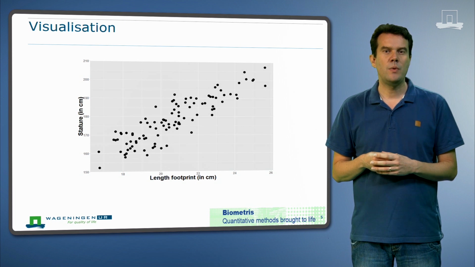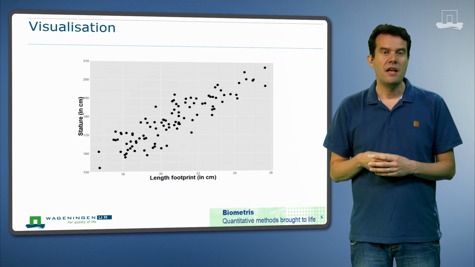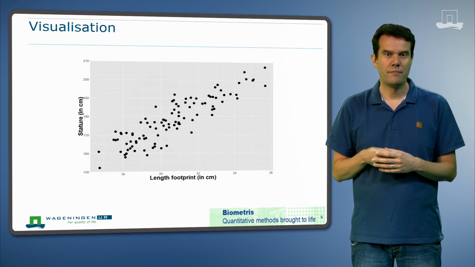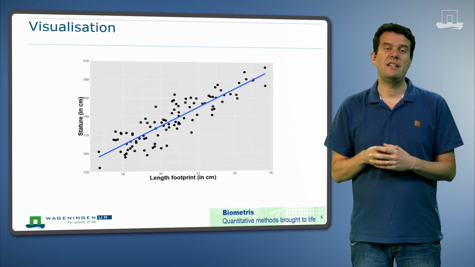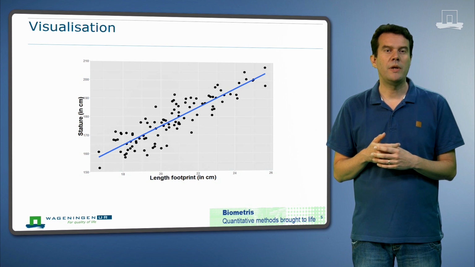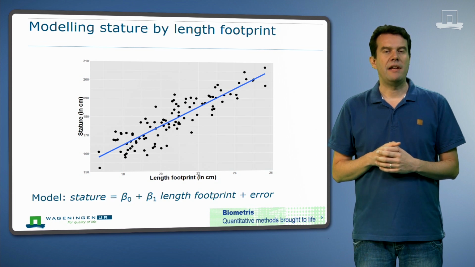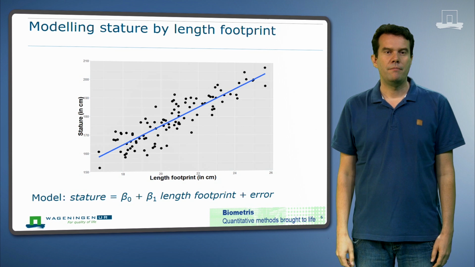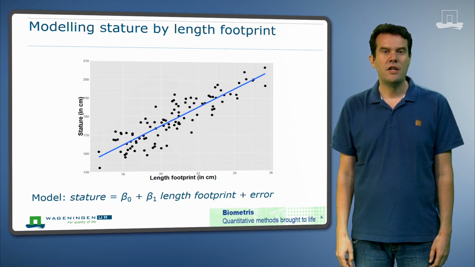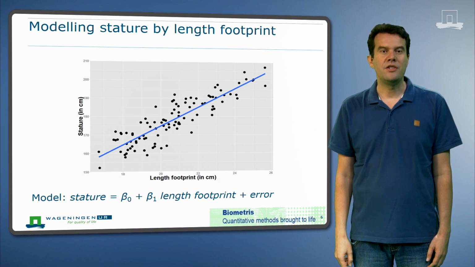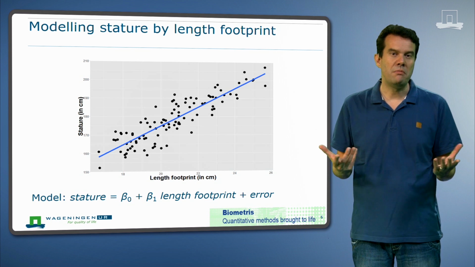On the x-axis we have length of people's footprints, and on the y-axis we have stature. You can see a clear trend in the data. So indeed, people with longer footprints tend to have a longer stature. We can model this relationship with simple linear regression. In the model, we try to predict stature while we use the length of a footprint as an explanatory variable. The simple linear regression model becomes stature is equal to the intercept beta 0 plus beta 1 times the length of a footprint plus a random error.